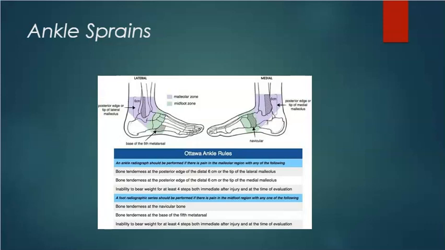The Ottawa ankle rules are the gold standard for determining the need to x-ray an ankle. A radiograph should be obtained if there is bone tenderness at the posterior edge of the medial or lateral malleolar area or the inability to bear weight. Bone tenderness at the base of the fifth metatarsal or the navicular bone and inability to bear weight for at least 4 steps also require x-rays. All other ankle and foot pain should undergo conservative treatment using that PRICE mnemonic.